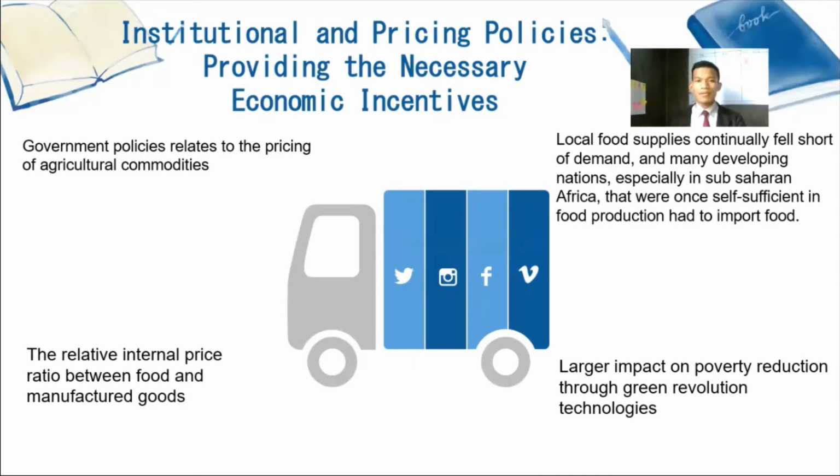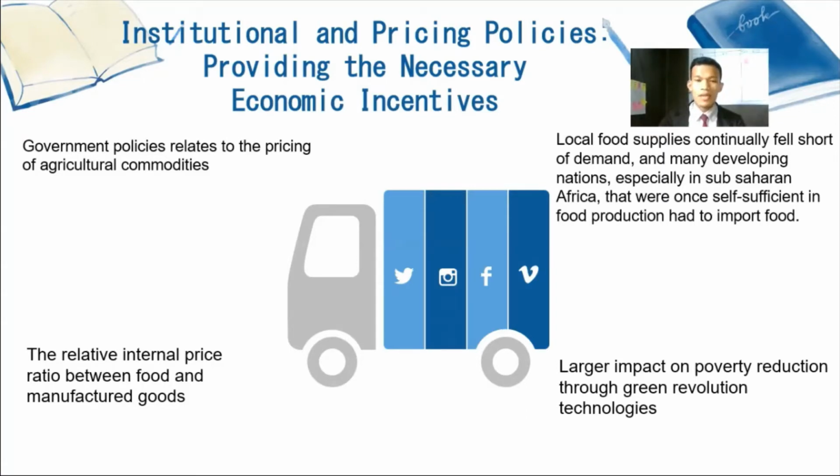Many development economists therefore argue that if governments are to promote further increases in agriculture production that make the largest impact on poverty reduction through green revolution technology, they must make not only the appropriate institutional and credit market adjustments, but also continue progress to provide incentives for small and medium-sized farmers by implementing pricing policies that truly reflect internal market conditions.